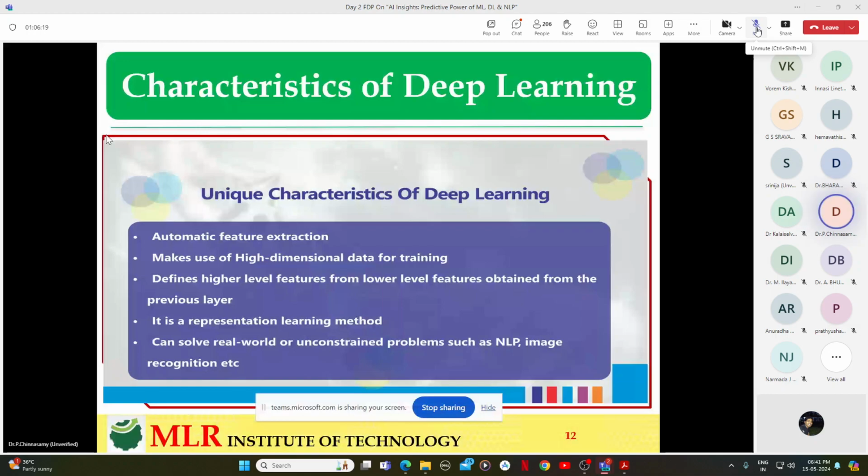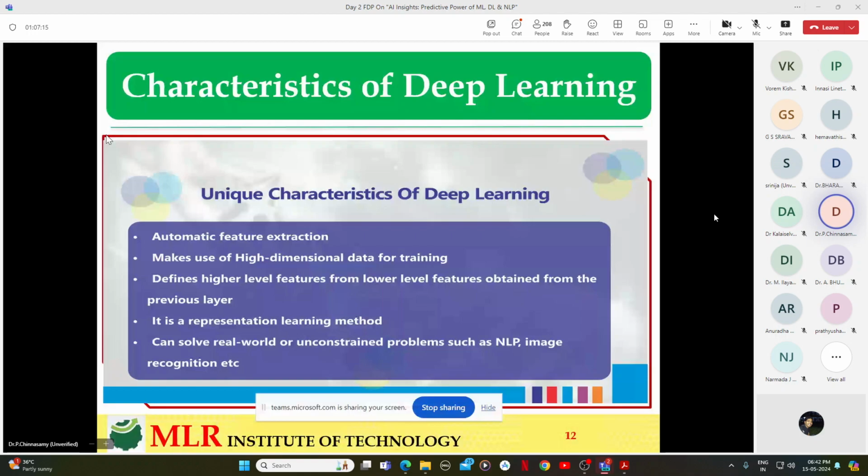Then the third feature is that we are able to define higher level features. Higher level features, in terms of dimensionalities, or in terms of figures, qualities, objects, or text, should be derived from lower level features, where we derive them from the previous layer. So every layer of deep learning is automatically connected with the previous layers, right? The previous layer output will be given to the next layer as input, and then it is going to process, right?